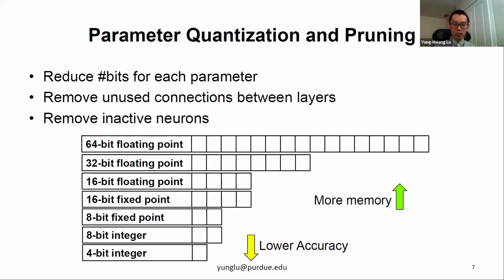In general, when you have a higher precision, you can have higher accuracy, but at the same time, you need more memory and more energy consumption. Therefore, precision is a trade-off between the amount of memory and the accuracy.